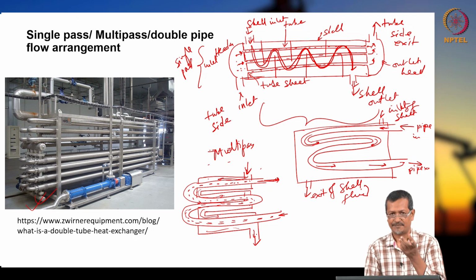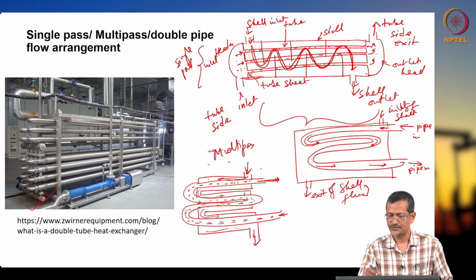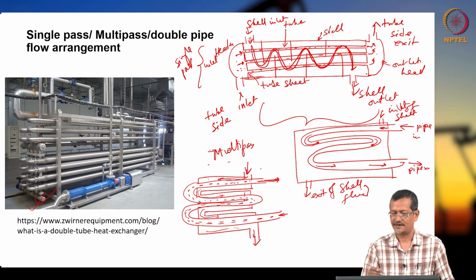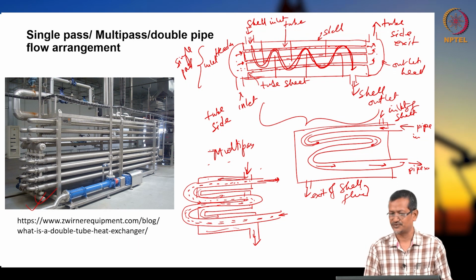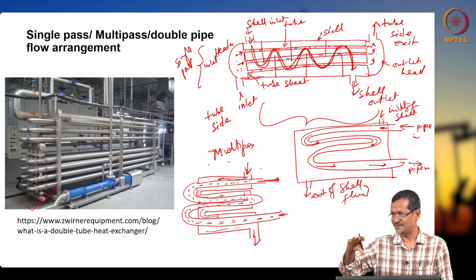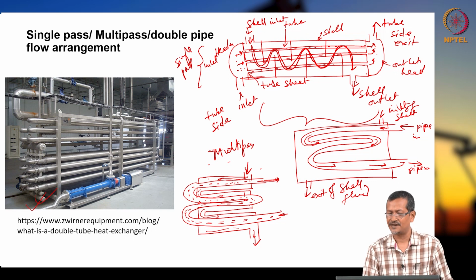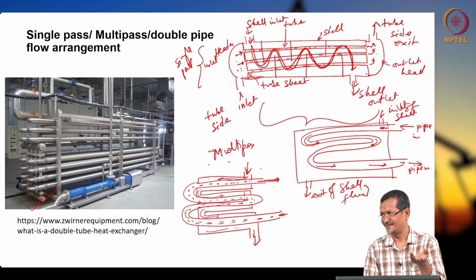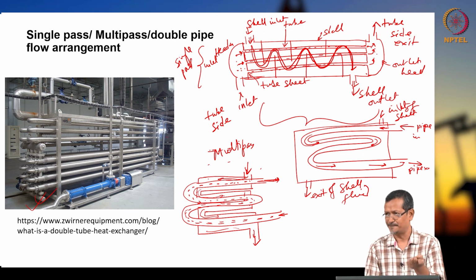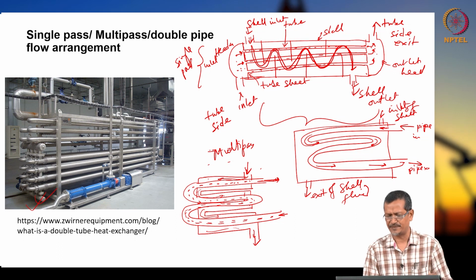If I say parallel flow, then you see the top picture, it is showing fluid going in the same direction. This is parallel flow, actually co-current flow. In this single pass picture, the flow is in the same direction. But if I change the shell inlet direction, then it will be opposite flow or counter current flow. Fine.